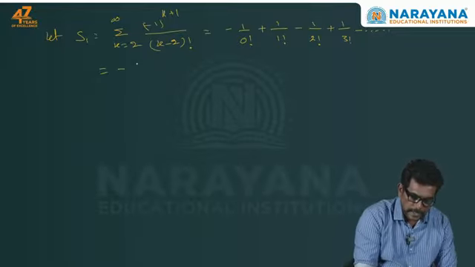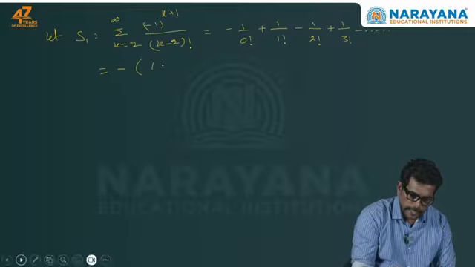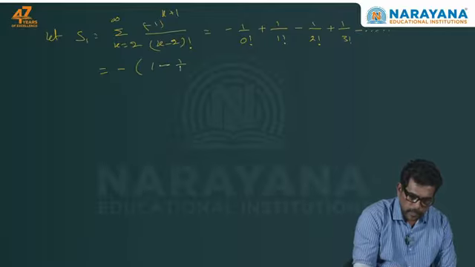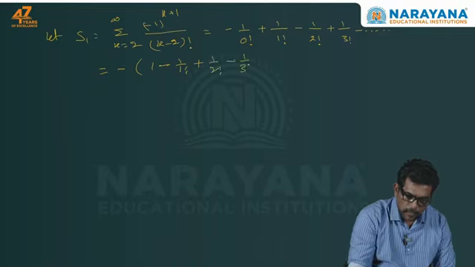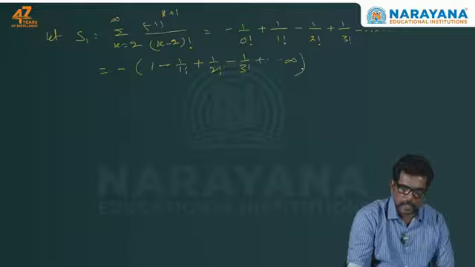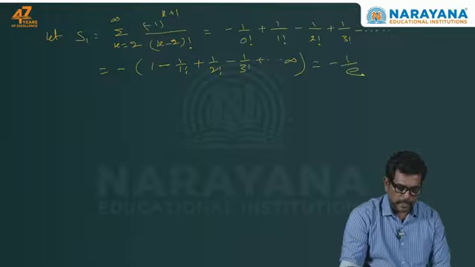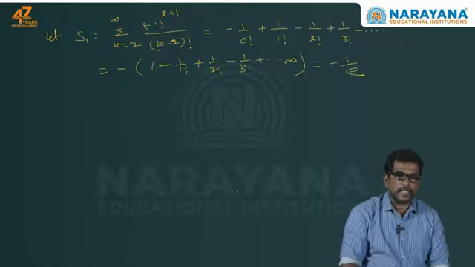By taking minus common, here 1 minus 1 by 1 factorial plus 1 by 2 factorial minus 1 by 3 factorial plus and so on up to infinity. Now this is equal to minus 1 by e. So S1 is equal to minus 1 by e.